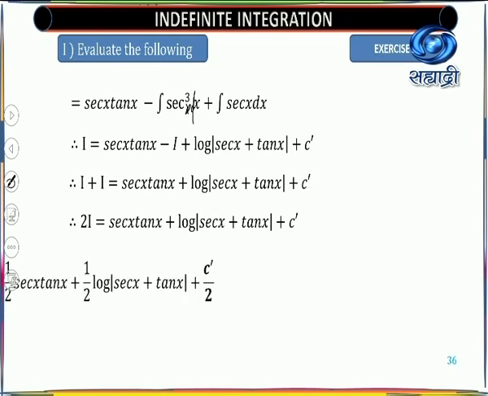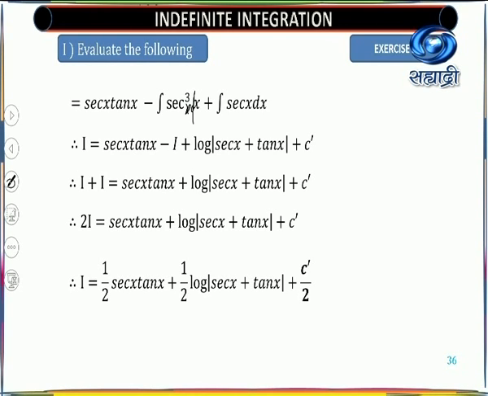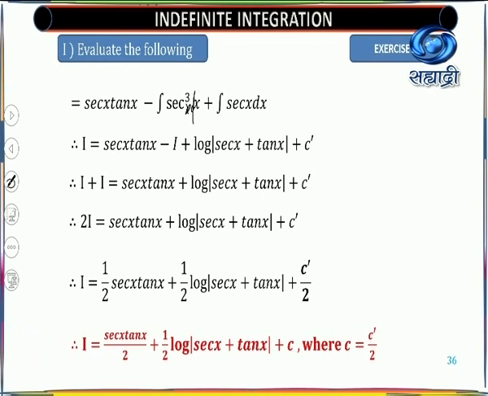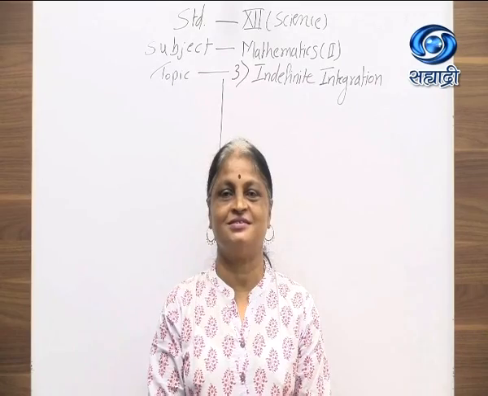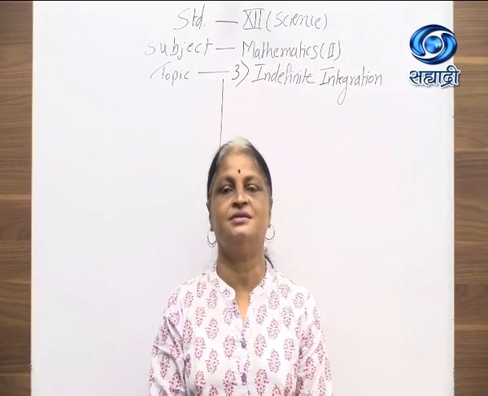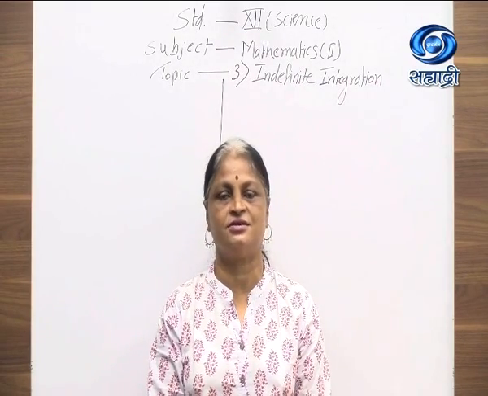So I equals, dividing by 2, half sec x tan x plus half log of sec x plus tan x plus c dash upon 2. So you will get your final answer as sec x tan x upon 2 plus half log mod sec x plus tan x plus constant of integration, which is c dash upon 2. We'll stop here. We'll continue in the next lecture. In this lecture, we started with our exercise 3.3. We completed a few examples, and for the remaining examples, we'll meet in the next lecture. Thank you.